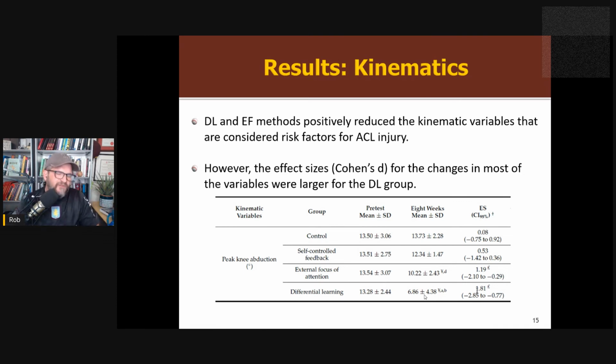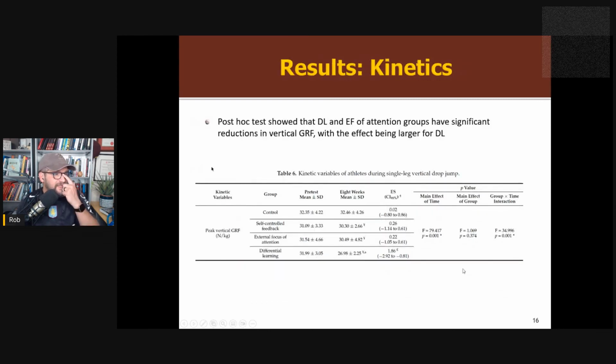So the overall finding of the study is that both the differential learning and the external, what I would call mixed focus of attention instructions, worked, with the greater effects happening in the differential learning. They had greater reductions in the markers. Okay. Similar results were seen for the ground reaction forces, right?